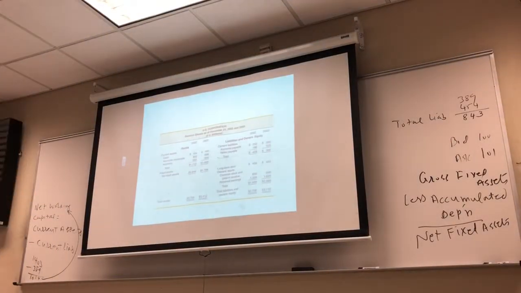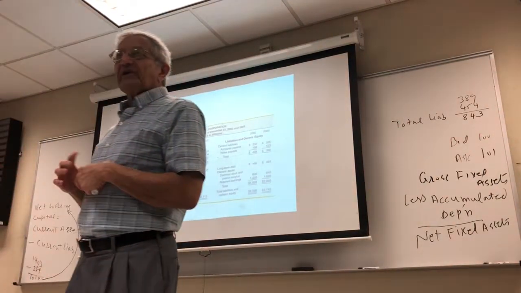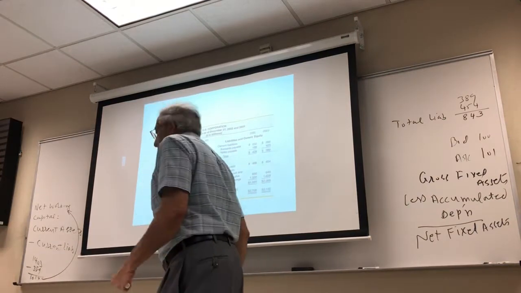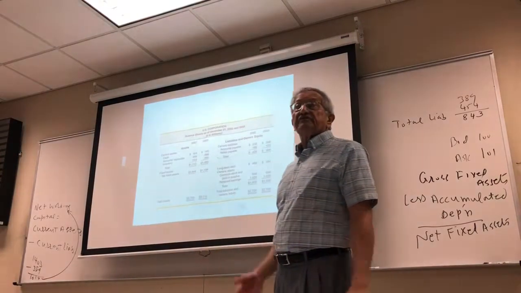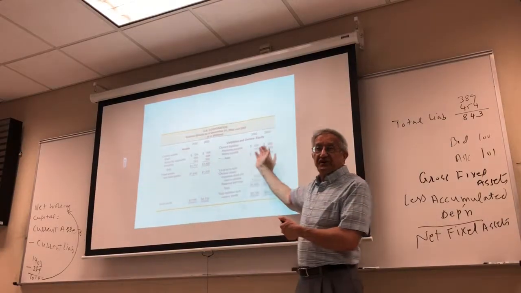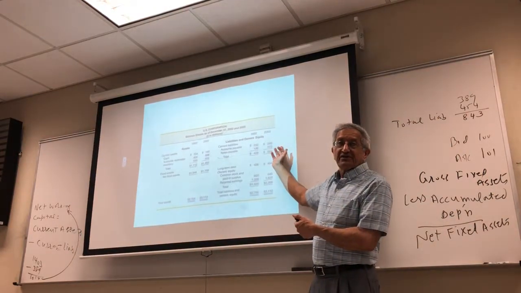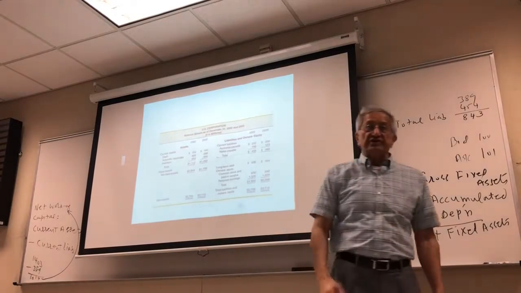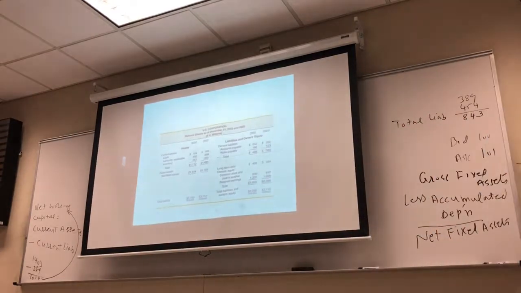Where does it come from then? Where does this $1,014 come from? Who provides the financing? Because you see, our firm has more current assets than current liabilities, and the difference is 1,014. So where is it coming from? What's the source of it?